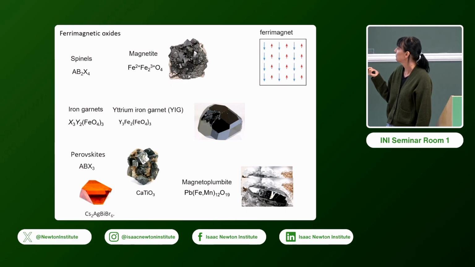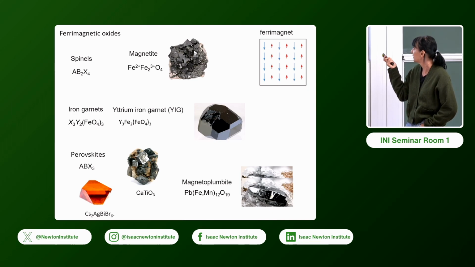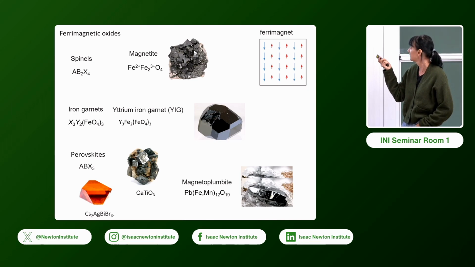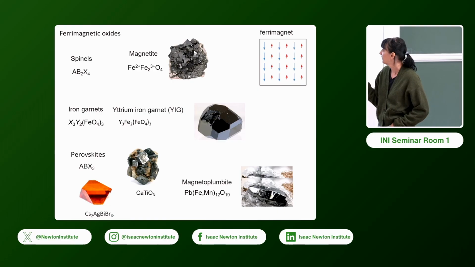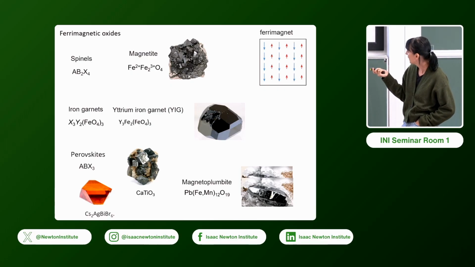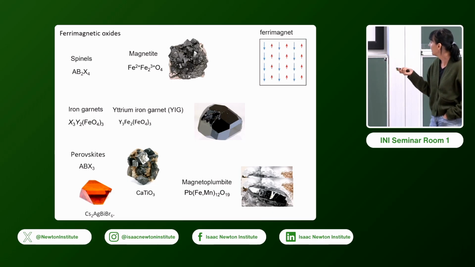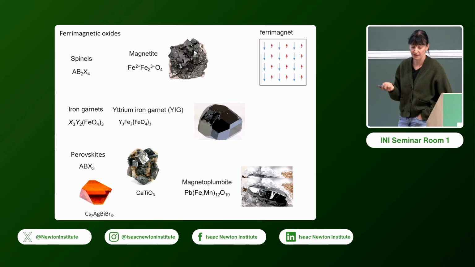So I'm going to show images about spinels. Here an example is magnetite. There is also a very famous type of material for stripe domains, which is iron garnets, among which the yttrium iron garnets. There are perovskites. So this one is not magnetic. Magnetic ones are more artificial. So this is a double perovskite. And there is also this magnetoplumbite.